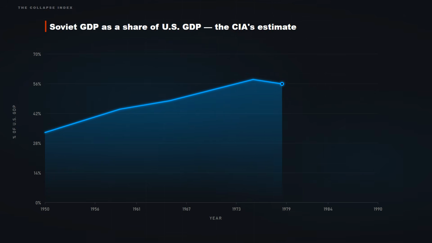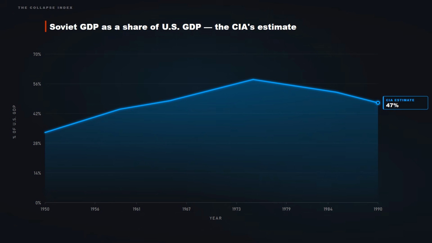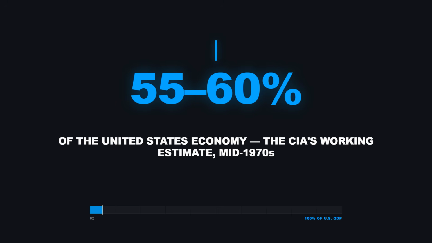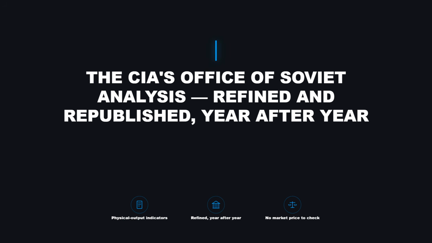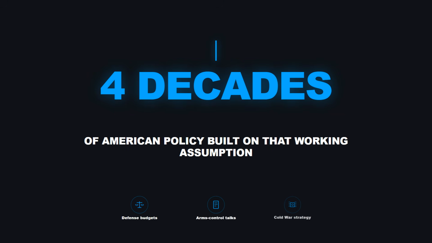By the mid-1970s, CIA analysts had concluded that the Soviet economy had grown to somewhere between 55 and 60% of the size of the United States economy, an economic giant, second only to America and closing the gap. That estimate, refined and republished year after year by the CIA's Office of Soviet Analysis, became a working assumption behind 4 decades of American defense budgets, arms control negotiations, and Cold War strategy.